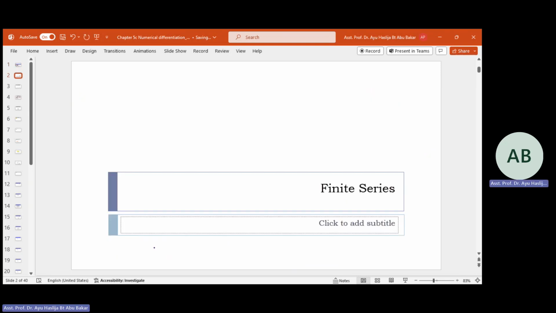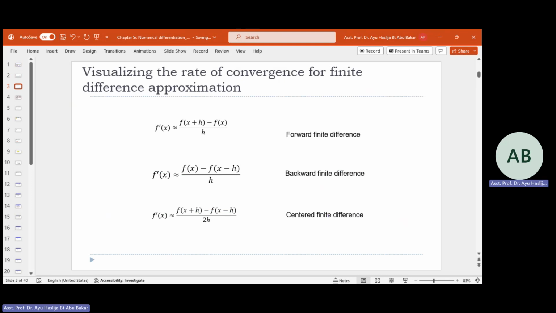Now remember last time in source of error, in your notes, it included this part, finite series, which is actually a differentiation topic. So I moved this part from chapter 1 to chapter 5, differentiation. Okay, it's quite simple, differentiation, straightforward, where you have forward, backward, and centered.